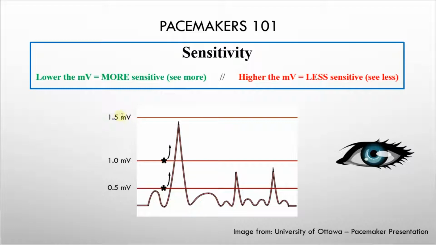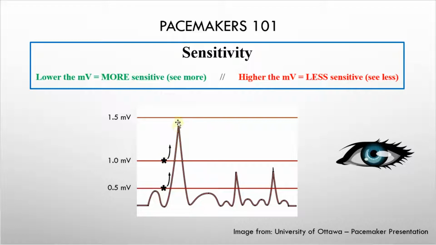So at 1.5 millivolts up here in this line, the pacemaker cannot see anything below 1.5, because imagine that you put a piece of paper at 1.5 millivolts, it will cover everything below it, so the pacemaker cannot see anything. The only way for us to have the pacemaker start sensing some of the patient's intrinsic heartbeat is to lower the millivolts. So if you lower the millivolts to 1.0 in this line right here, do the same experiment, put a piece of paper and cover everything below 1.0.